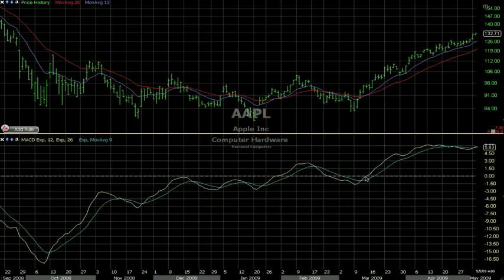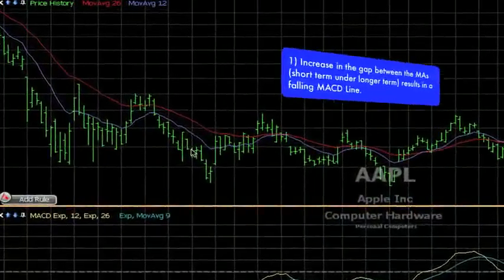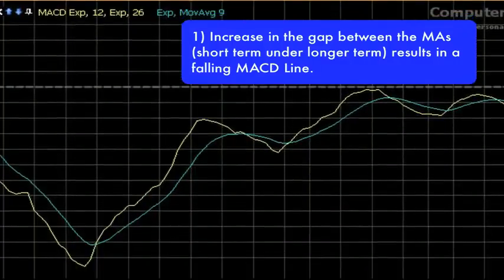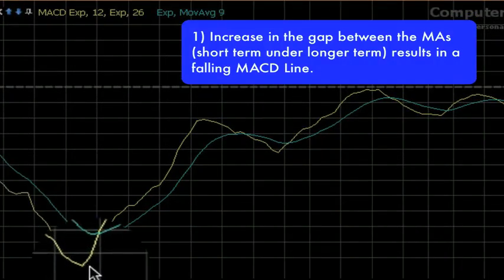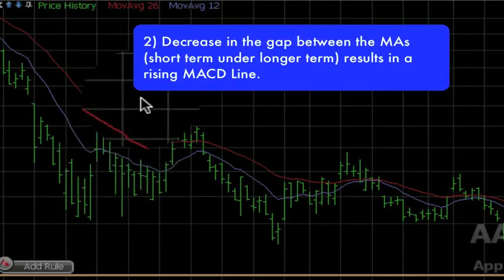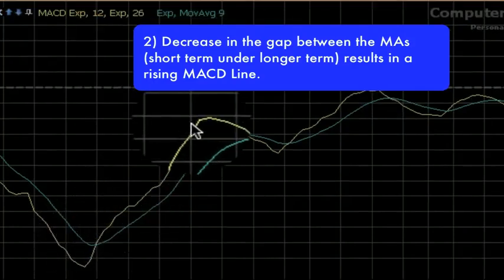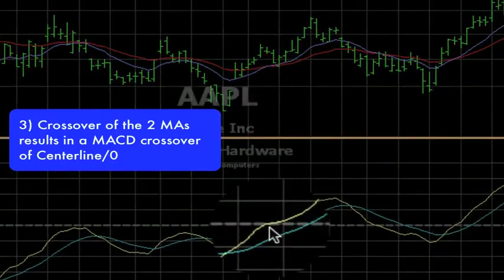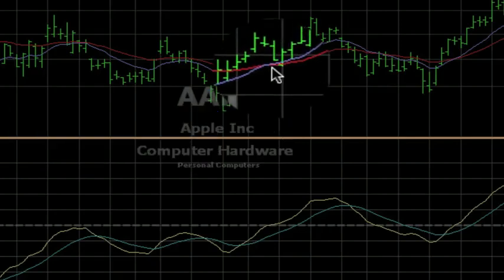I have plotted two corresponding MAs here to show you what the MACD tells us. Normally the two MAs will not be plotted on your charts when you plot MACD on. First, when the gap between the two MAs is increasing, the MACD line will drop. Second, when the gap between the two MAs is decreasing, the MACD line will rise. And third, when the MACD line crosses through the center line, it tells us that the two MAs are crossing over.